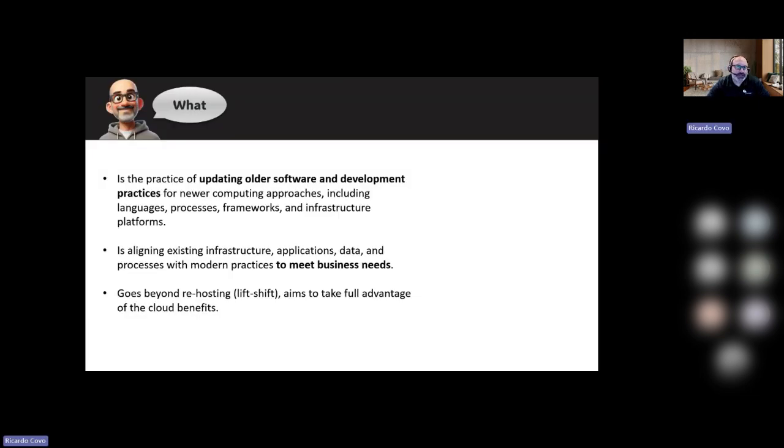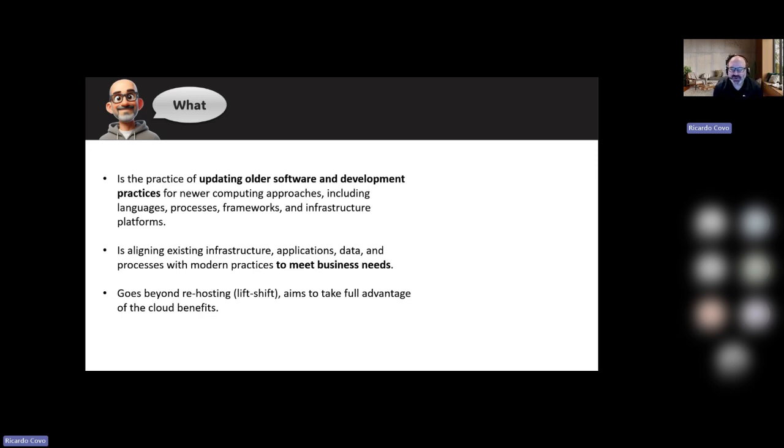So the first thing is what is modernization. It is the practice of updating older software and development practices to new approaches. This could be languages, processes, frameworks, and infrastructure platforms. So, for example, you have an old VB application and you want to modernize it by making it more cloud friendly or to improve efficiencies. That's one example. We also want to align the infrastructure, applications, and processes with modern practices, everything to meet the business needs.